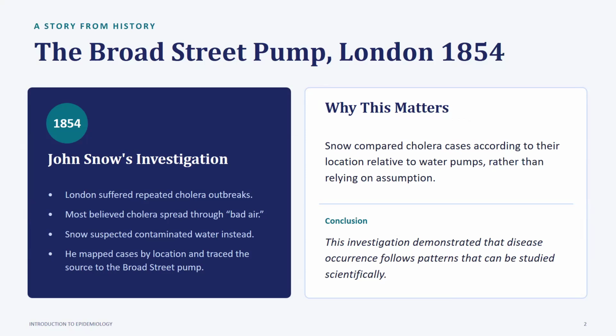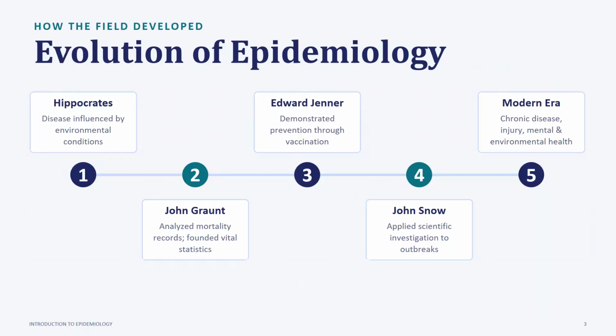So why does this whole story matter? Because Snow compared the cholera cases according to their location relative to the water pumps rather than relying on the assumption. So we conclude from this investigation that it demonstrated the disease occurrence follows patterns that can be studied scientifically.